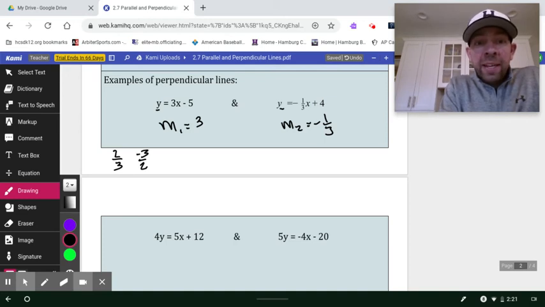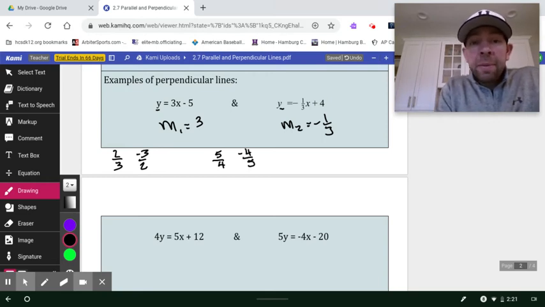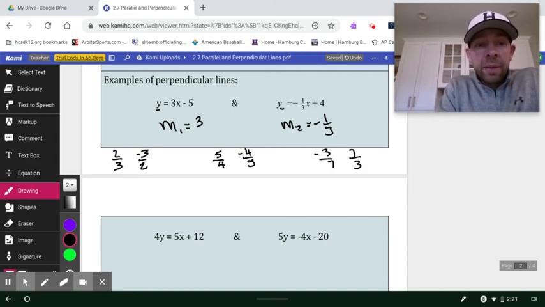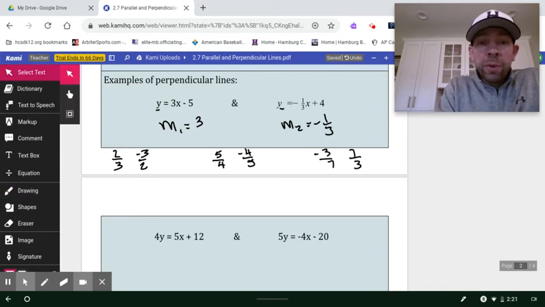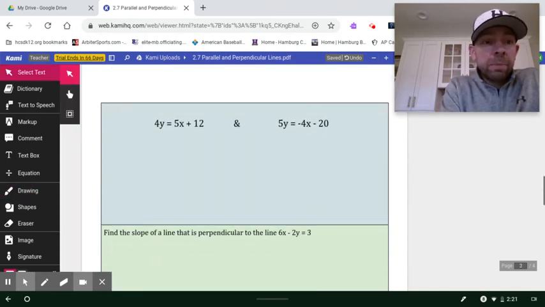Or if I had, let's say I had 5/4, the opposite reciprocal would be negative 4/5. Or maybe we had negative 3/7. The opposite reciprocal would be positive 7/3. So let's take a look at this next example where the y's are not solved for.